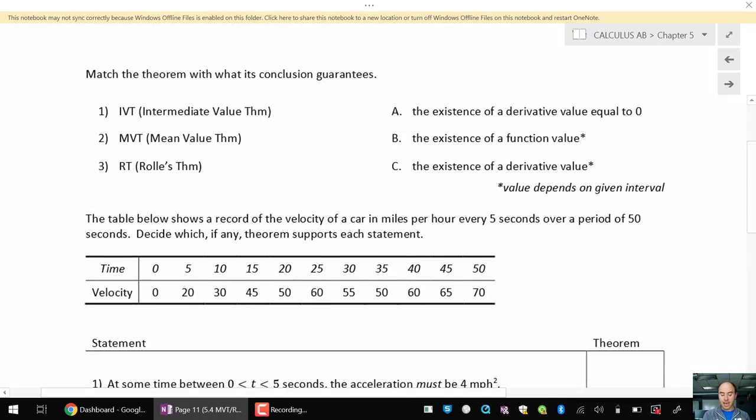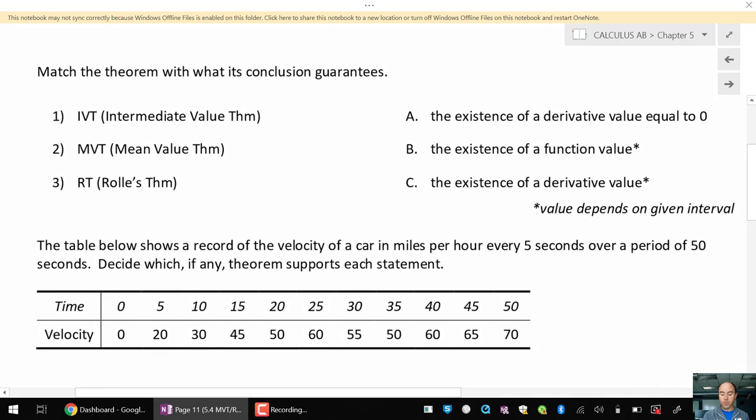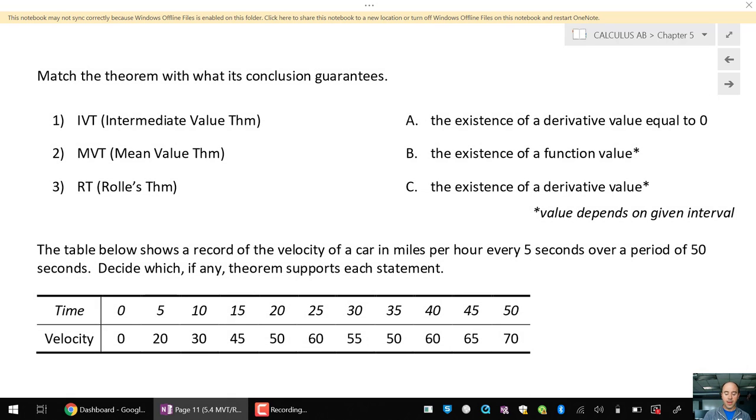By the way, just to kind of summarize the three theorems that we now have talked about in calculus, IVT guarantees the existence of a function value, so we can match that one with choice B. MVT, mean value theorem, guarantees the existence of a derivative value. And then Rolle's theorem, again, just that special case of MVT where the slope of the secant and tangent are both 0. So the existence of the derivative value would be 0. So match up those theorems.